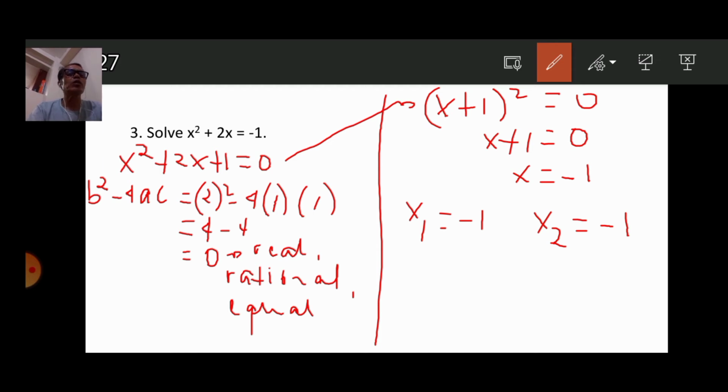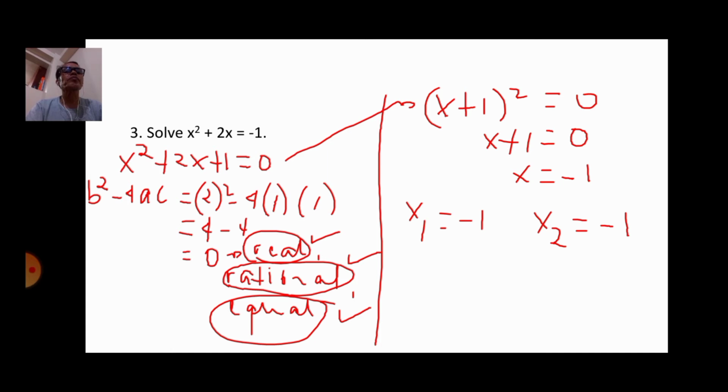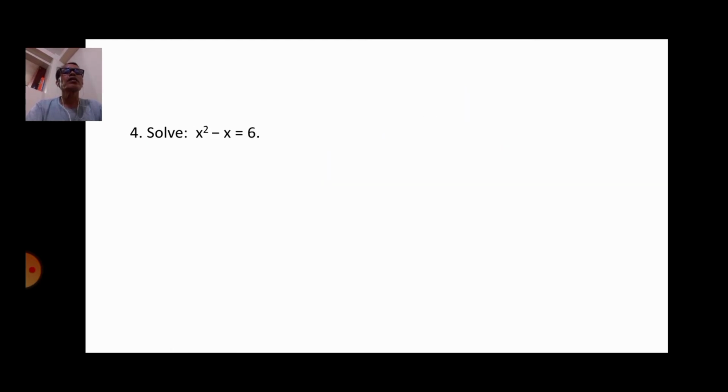So we are going to check using the discriminant. Negative 1 and negative 1 are real numbers. Yes. Negative 1 and negative 1 are rational numbers. Yes. Negative 1 is equal to negative 1. Yes, they are equal. Okay. Next, number 4.